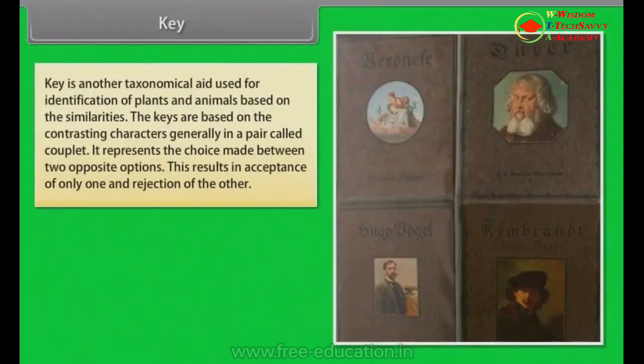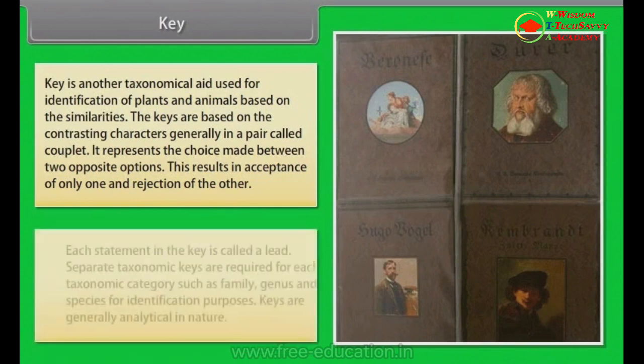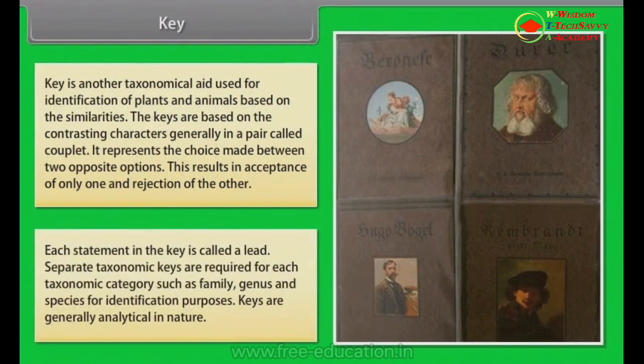Key: Key is another taxonomical aid used for identification of plants and animals based on the similarities. The keys are based on the contrasting characters, generally in pairs called couplets. It represents the choice made between two opposite options. This results in acceptance of only one and rejection of the other. Each statement in the key is called a lead.